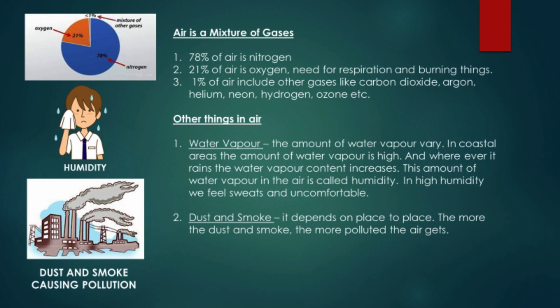Other things in air. Water vapor. The amount of water vapor varies. In coastal areas, the amount of water vapor is high. And wherever it rains, the water vapor content increases. This amount of water vapor in the air is called humidity. In high humidity we sweat and feel uncomfortable. Dust and smoke. It depends on place to place. The more the dust and smoke, the more polluted the air gets.